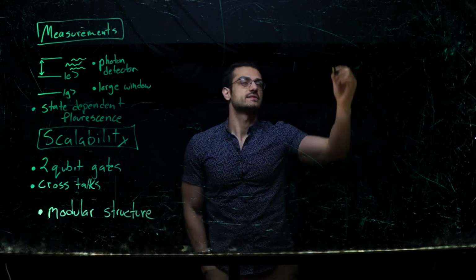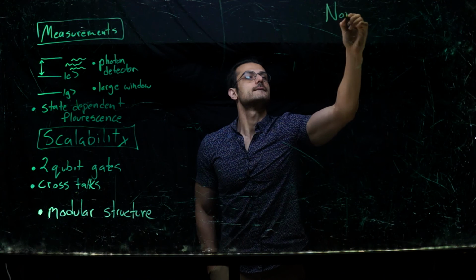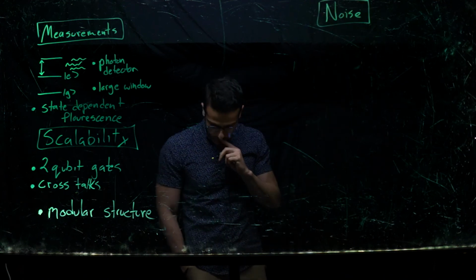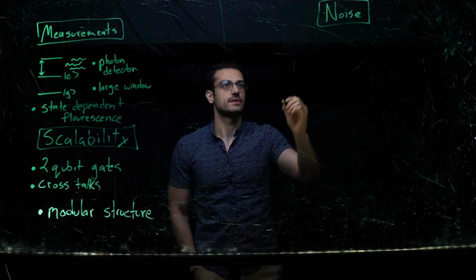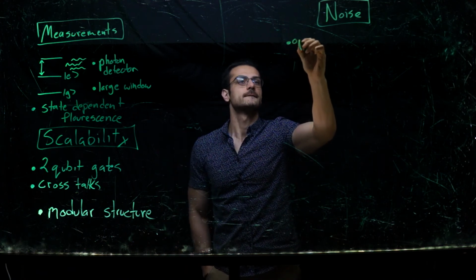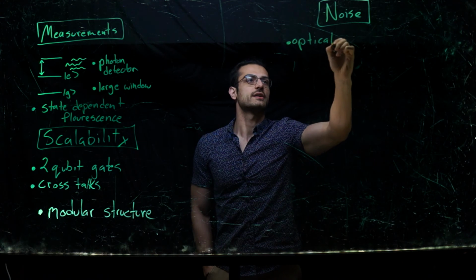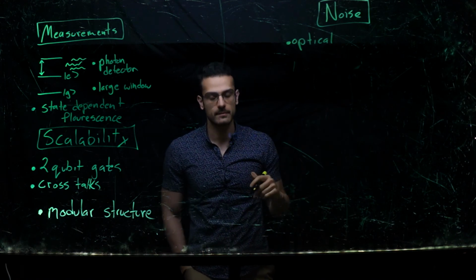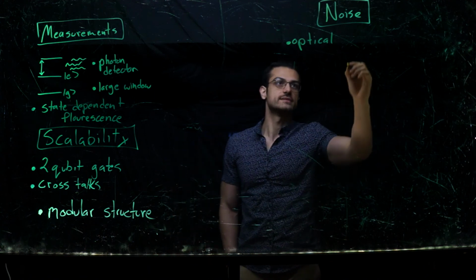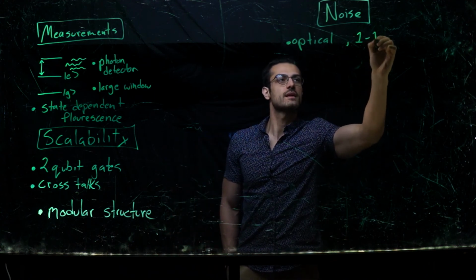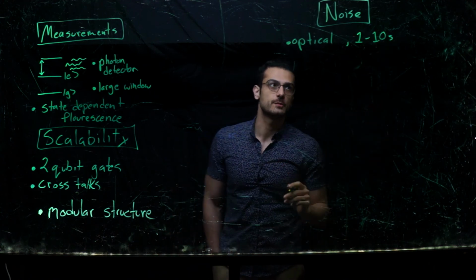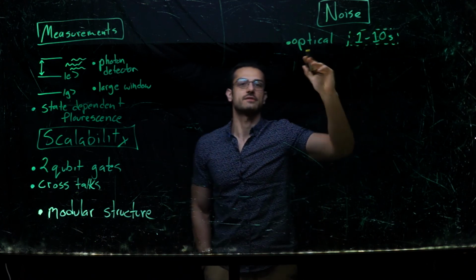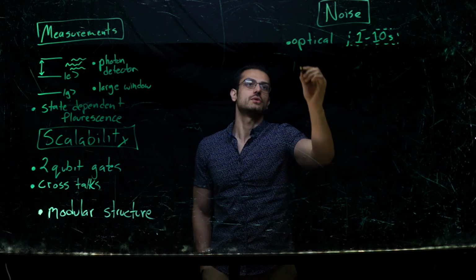So one other point to talk about is noise, decoherence. Optical qubits are going to have their coherence time inherently limited by their lifetime, which is on the order of 1 to 10 seconds. However, optical qubits don't have coherence times of that order due to two reasons.